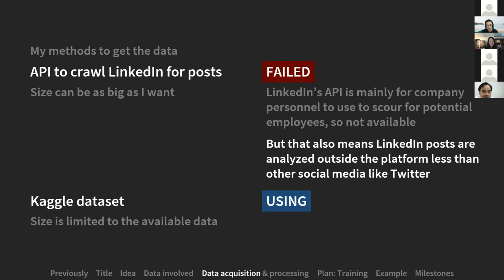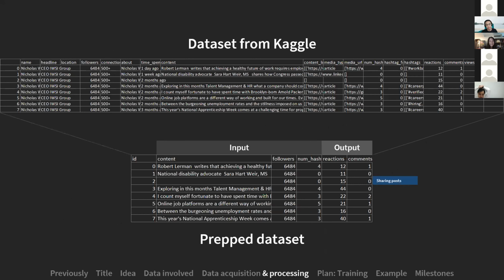Okay, I'll definitely keep that in mind. So how I got the data sets at first, I tried to use the LinkedIn API, but I soon realized that the API is mainly for human resourcing. So I decided to find one on Kaggle instead, and I found one. One point I realized is that LinkedIn posts are analyzed less than other social media platform posts, so I think that's a plus for novelty. The top one is the data set I got from Kaggle, and the bottom one is the one that I prepped and plan to work on more.